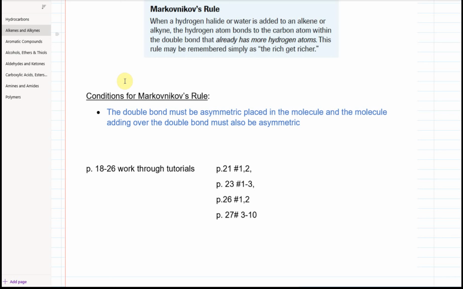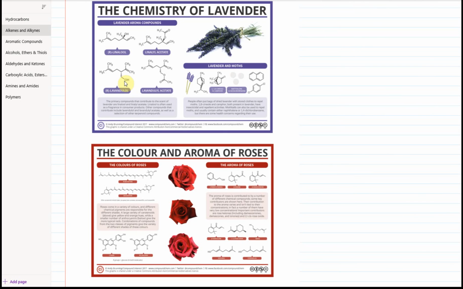Briefly, these 2 infographics here show some compounds that have a lot of double bonds in them. Oftentimes, a conjugated double bond system, which is what you're kind of seeing here with the color of roses, meaning you have a double bond on every second carbon. Usually those compounds have a lot of color associated with them. So many dyes and pigments actually have that. Take a read of these 2.